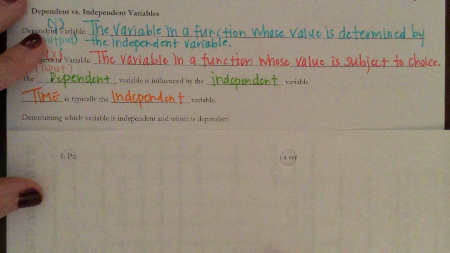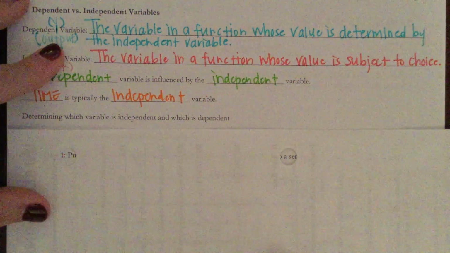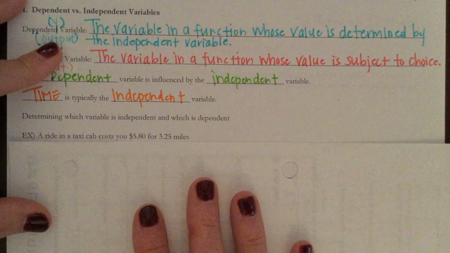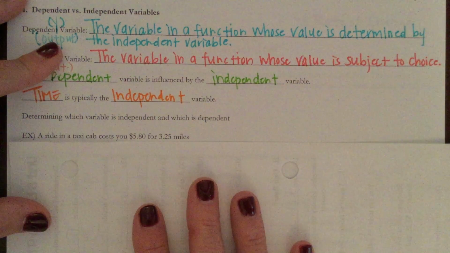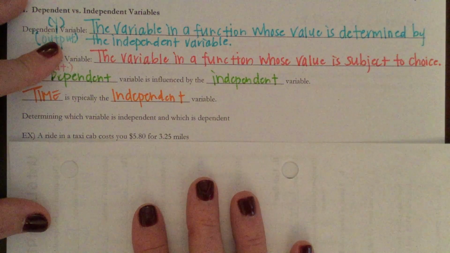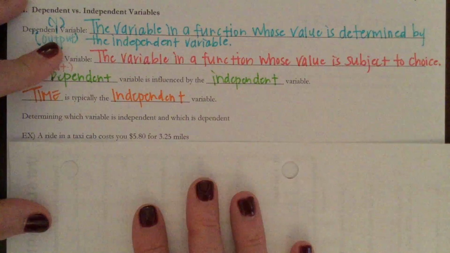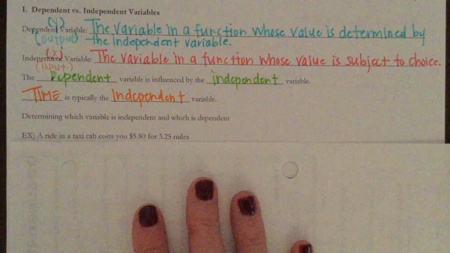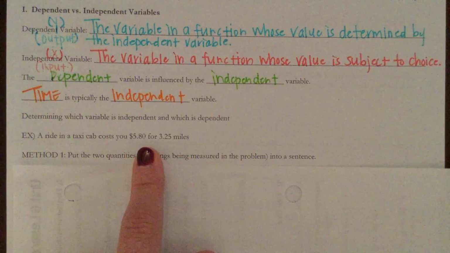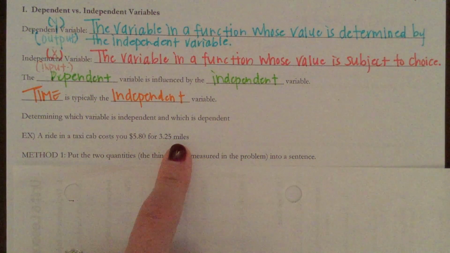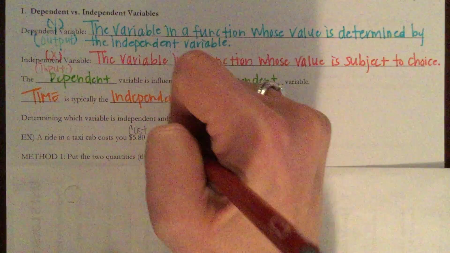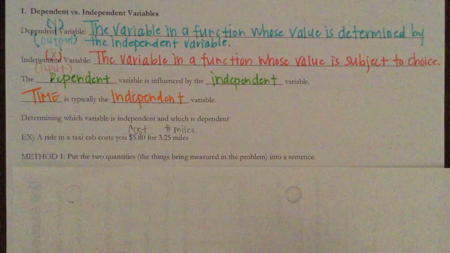Sometimes students have difficulty determining which variable is the independent variable and which variable is the dependent variable. So let's look at a situation. I am going to take a ride in a taxi cab, and it's going to cost me $5.80 for me to travel 3.25 miles. In this situation, we want to determine which variable is the independent variable and which is the dependent variable. Remember, a variable is something that we're going to measure. So in this case, we are going to measure the cost of the taxi ride as well as the number of miles that we travel. So we have the cost here, and this represents the number of miles that the car is going to travel.